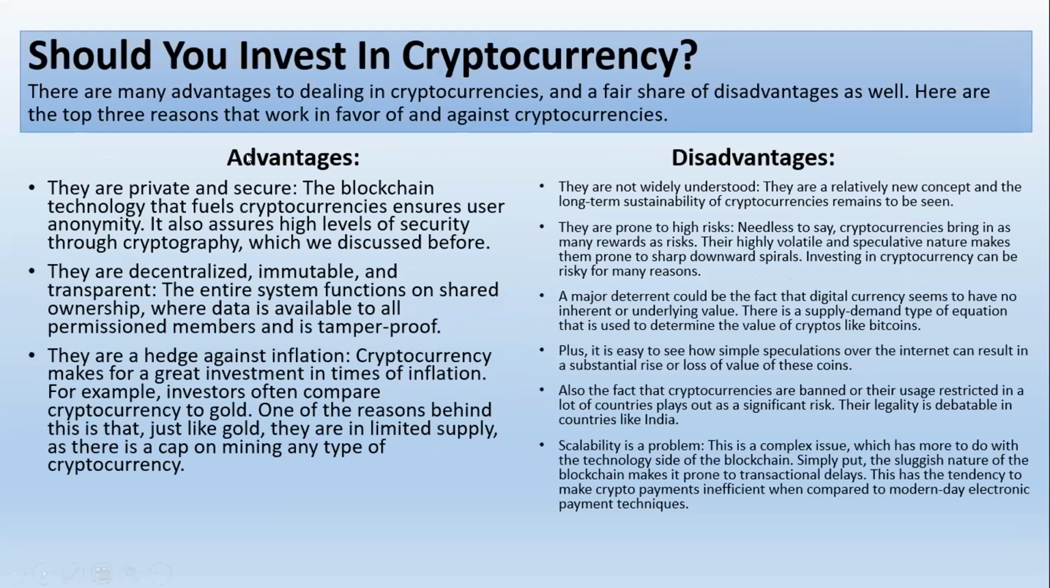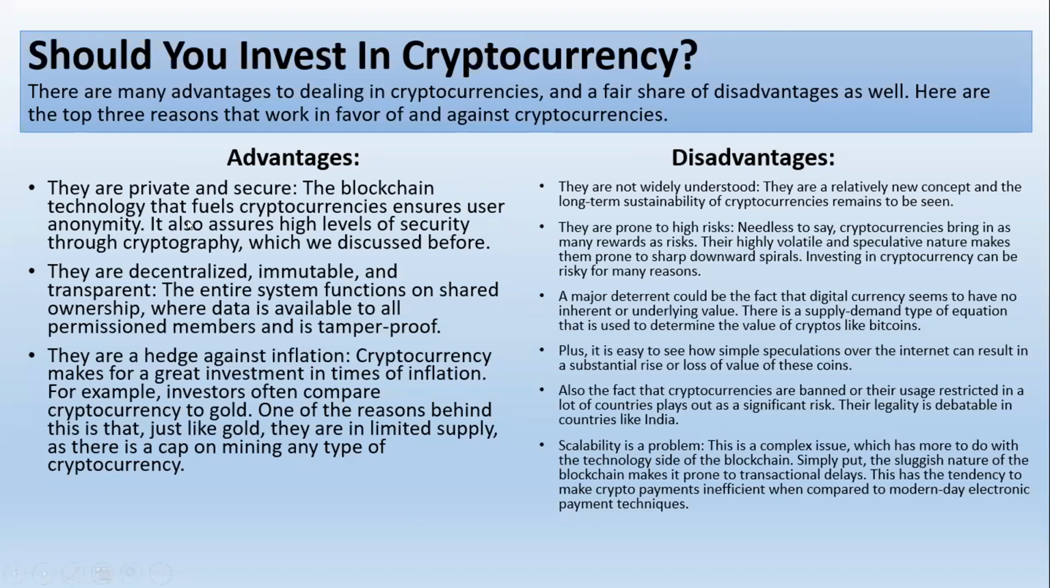So, should you invest in cryptocurrency or not? There are many advantages to dealing in cryptocurrencies and a fair share of disadvantages as well. Here are the top 3 reasons that work in favor of and against cryptocurrencies. So the Nobel Prize winners in the field of economics, Warren Buffett, Paul Krugman, and Richards, they feel cryptocurrency cannot be used in day-to-day life. Whereas Bill Gates, Al Gore, they feel cryptocurrency is a good way to do transactions in businesses. So it all depends on an individual's choice, whether they want to make investment in the cryptocurrency or not.